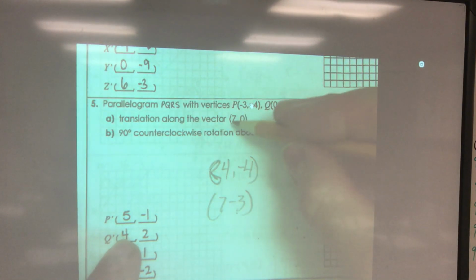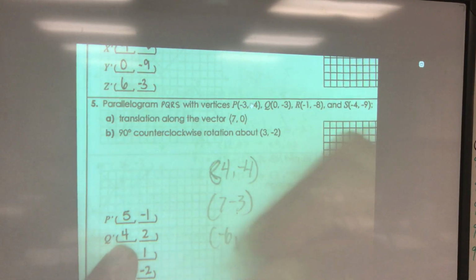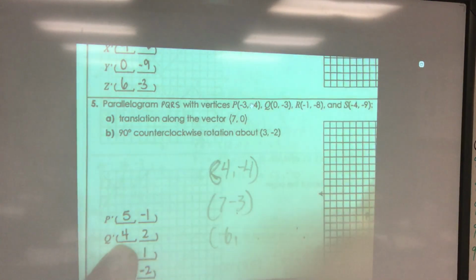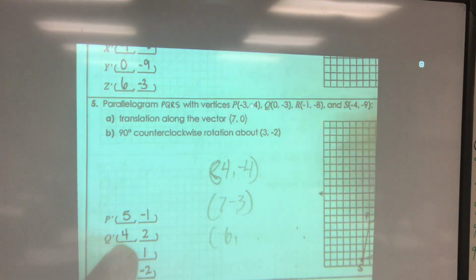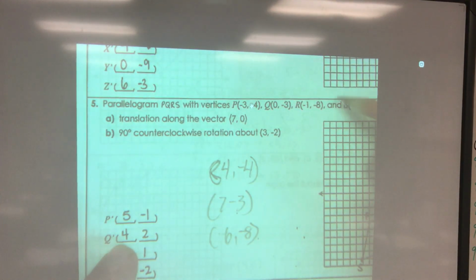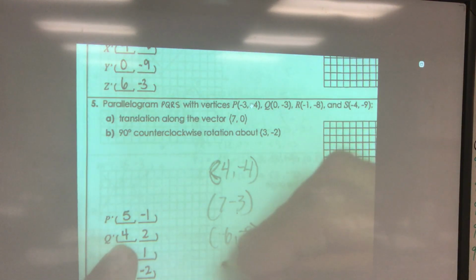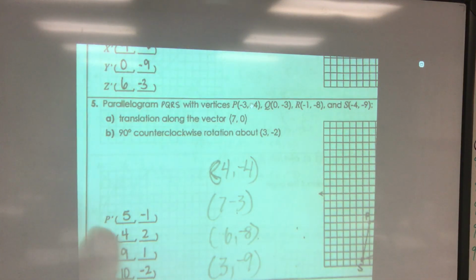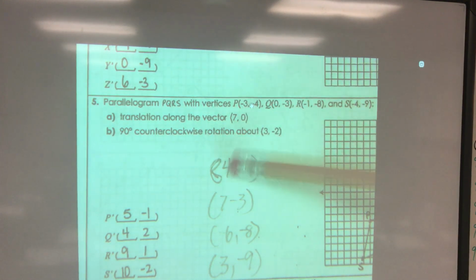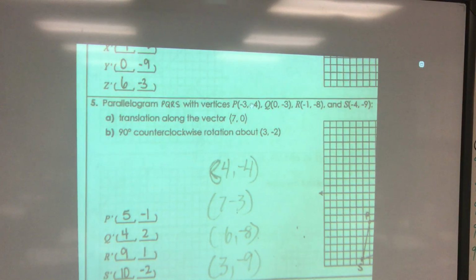Then I have -1 and 7, it's going to give me -6. I'm sorry, it's going to give me a +6, I won't make the same mistake again. 7 minus 1 is 6, 0 is -8. Then I have 7 minus 4 is 3, and 0 minus 9, -9. So these are now my 4 points based on this vector.